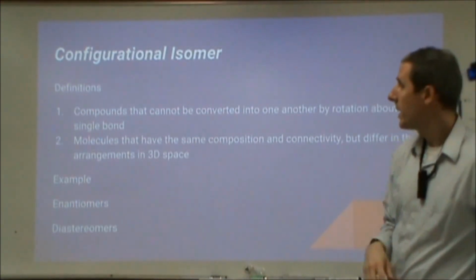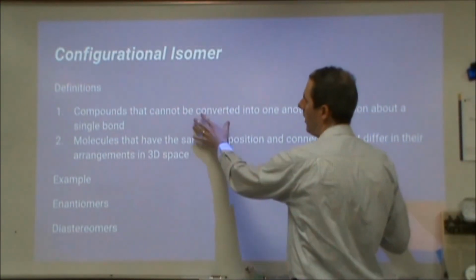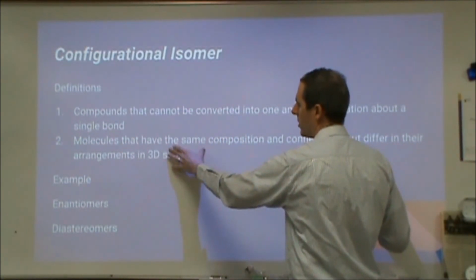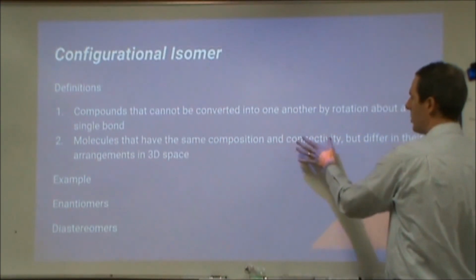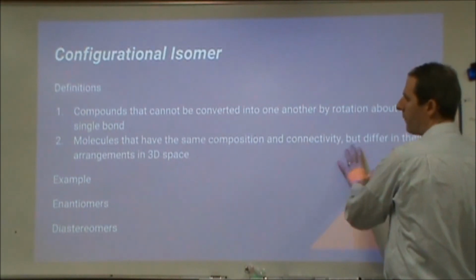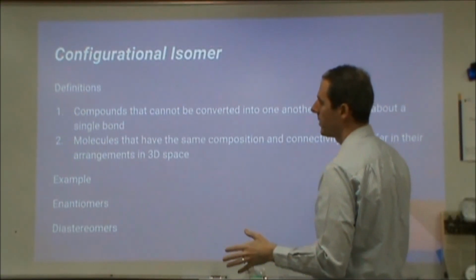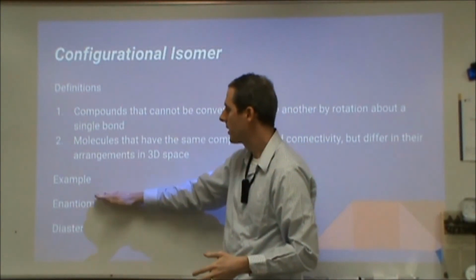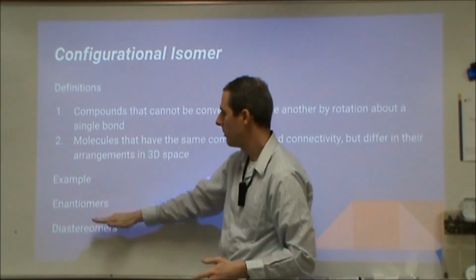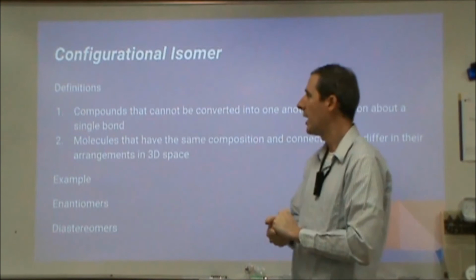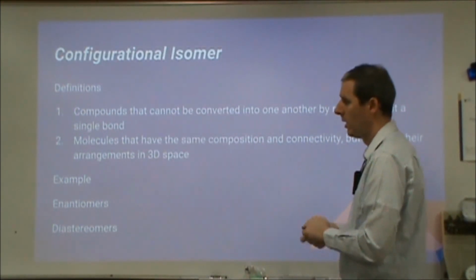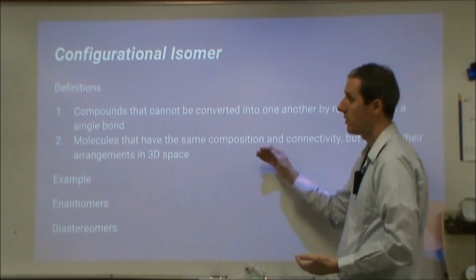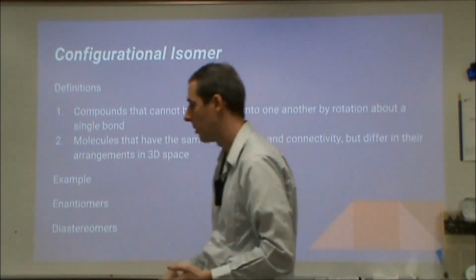So that's our definition of configurational isomer, but that again probably doesn't give you much sense of what that actually is. These are molecules that have the same composition, same connectivity, but they're different in their arrangements in 3-dimensional space, and that cannot be converted via rotation about a single bond. A better definition gets into what the examples are. Enantiomers and diastereomers are your 2 types of configurational isomers. And we don't know what either one of those is, so it's difficult to comprehend what this is. So let's go a step deeper and look at enantiomers.